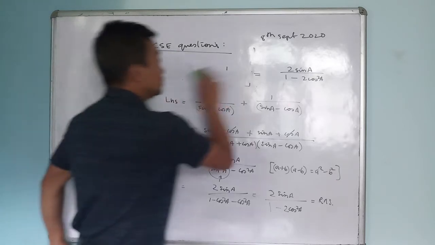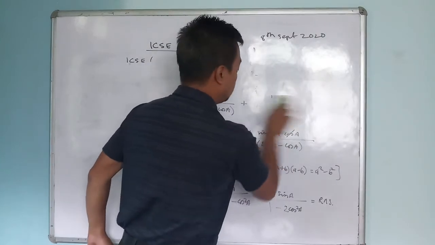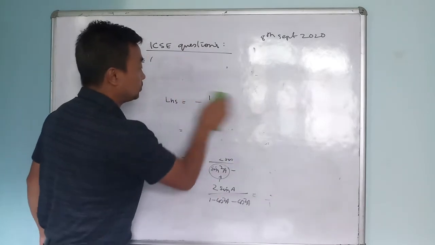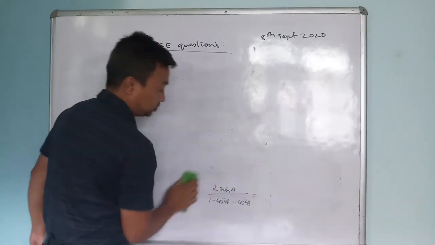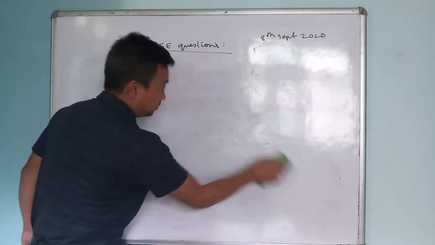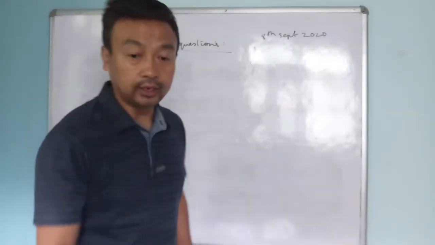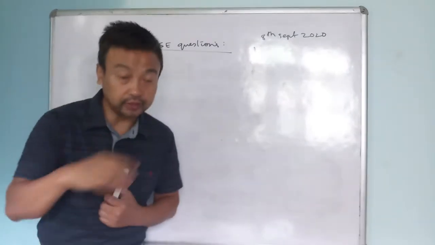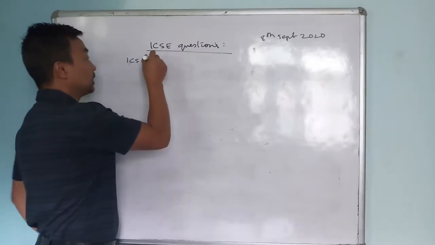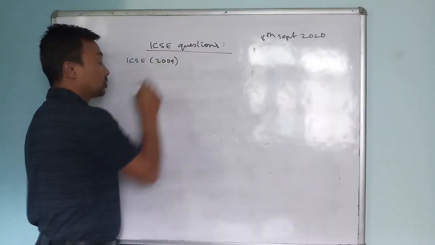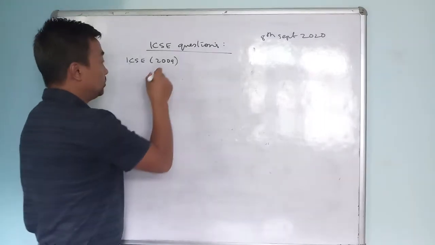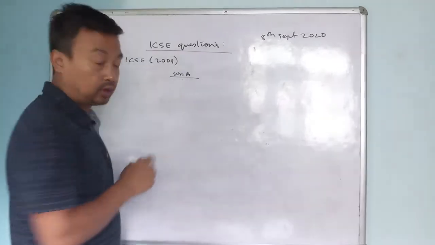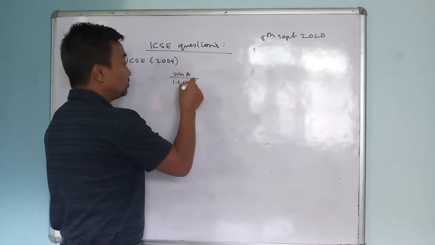Let us do another year of ICSE, another question from ICSE. Now write down that question which came in ICSE 2009. So let us do that first. ICSE 2009. I'll write the question. Okay, sine A upon 1 plus cos A.